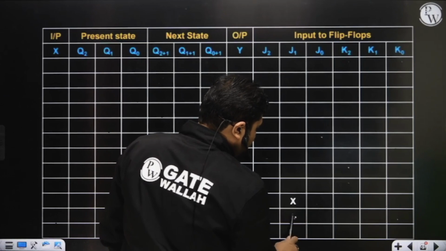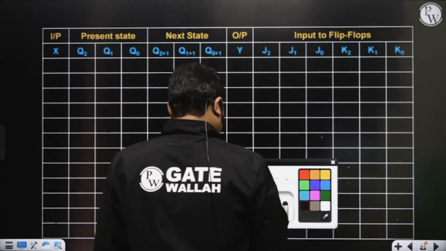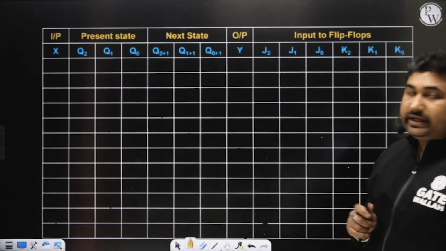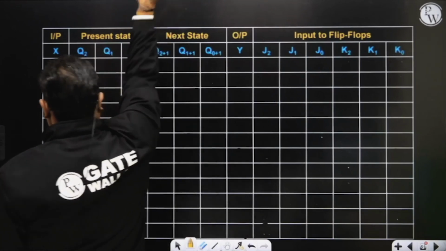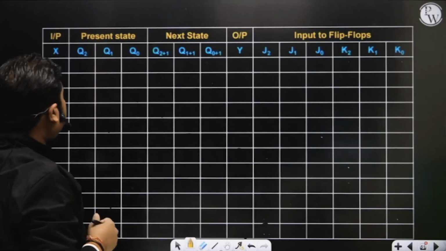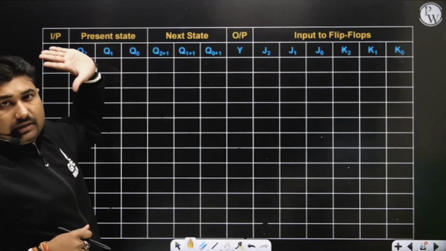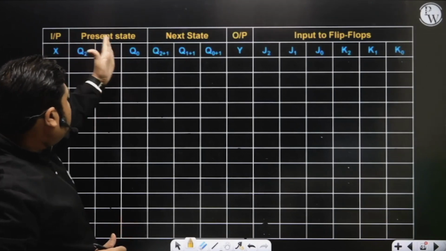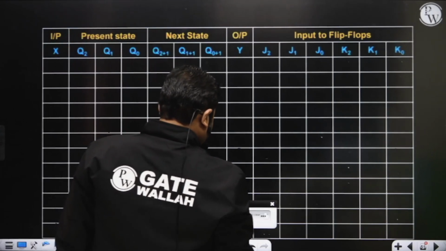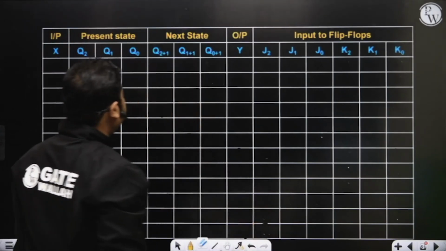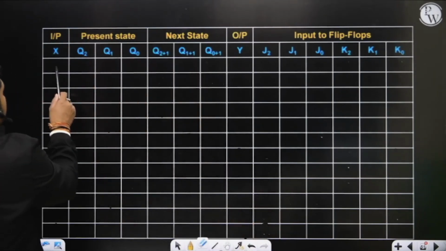So x may be 0 or maybe 1. There are 2 possibilities for x. So we have an input x and Q2, Q1, Q0. Based on input x, Q2, Q1, Q0, how many possibilities are there? There are a total of 16 possibilities. X may be 0.